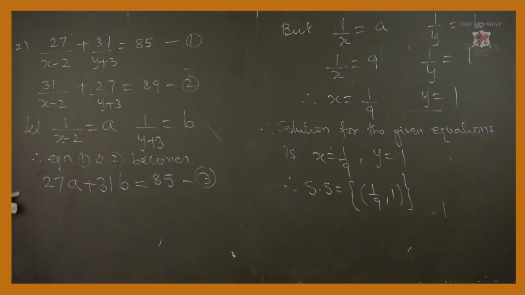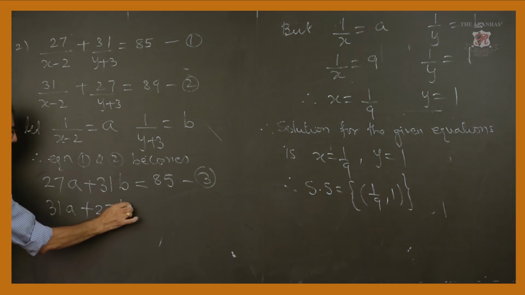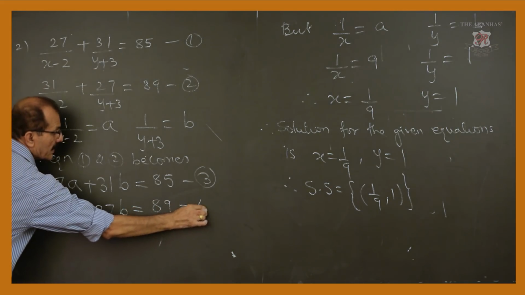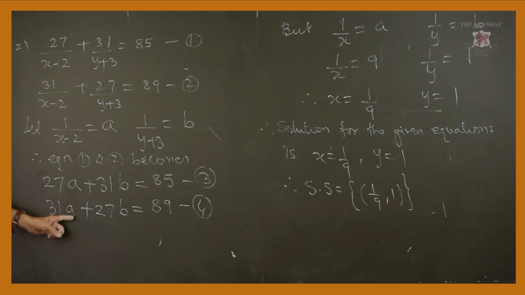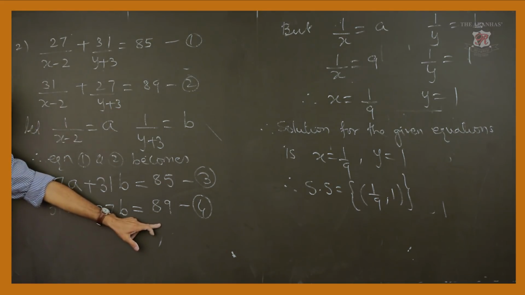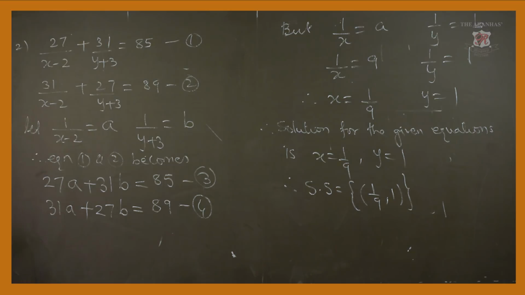See equation number 2, how it gets reduced now. Now 31, 1 upon x minus 2 means A. So 31A plus 27B is equal to 89. Equation number 4. I hope this is clear. I told you 31 as it is, 1 upon x minus 2 is A, 27 as it is, 1 upon y plus 3 is B and equal to 89. Now these two equations are linear equations and you can solve them simultaneously. It's up to you now, but I had explained to you this type.